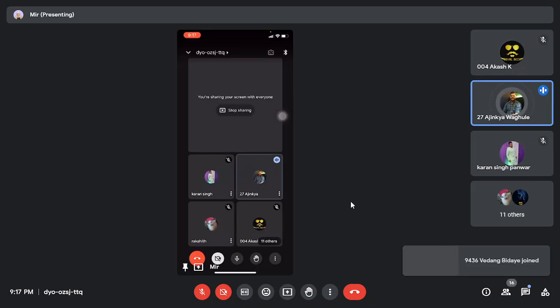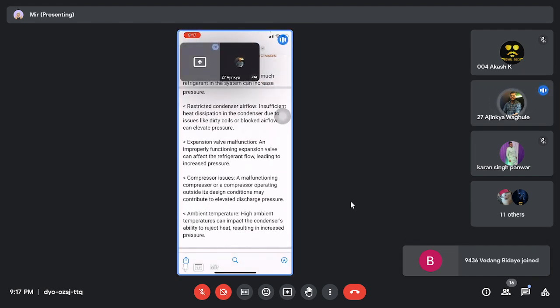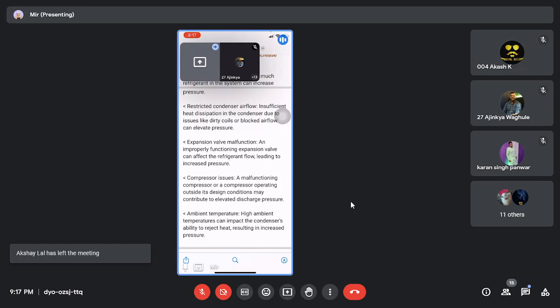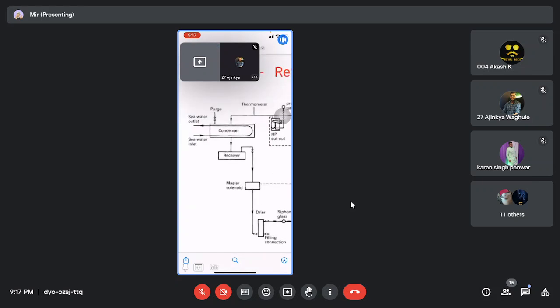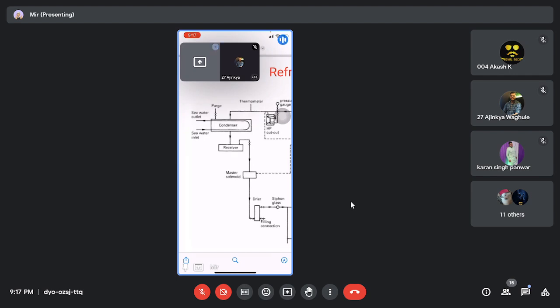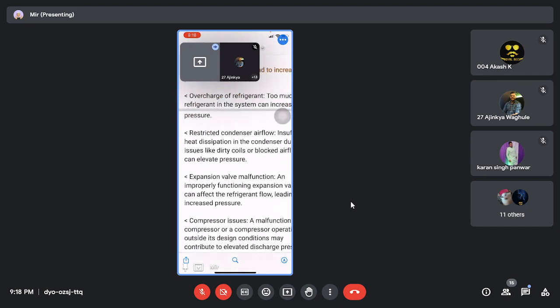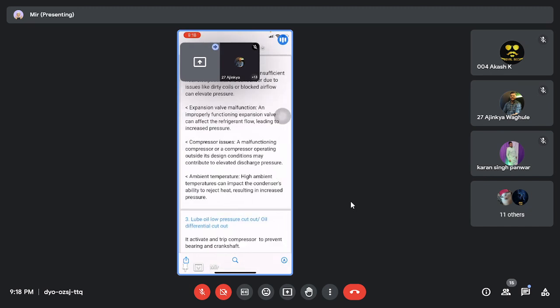Can you explain the last point, the ambient one? Ambient is high ambient temperature. Ambient temperature can impact the condenser's ability to reject heat. Here you can see there is a condenser with a seawater outlet and a seawater inlet. That helps reduce the temperature of the refrigerant. Sometimes a fan is also there, which also helps decrease the temperature. So if the ambient temperature is high, how will it reduce the temperature of the refrigerant?